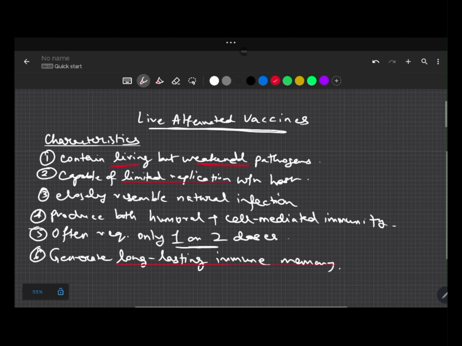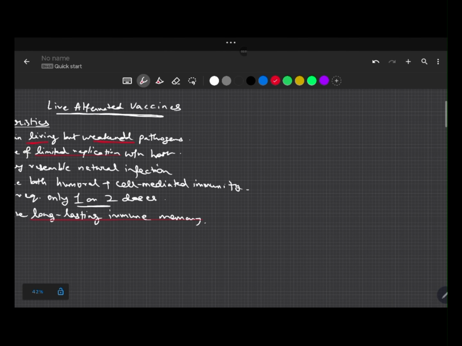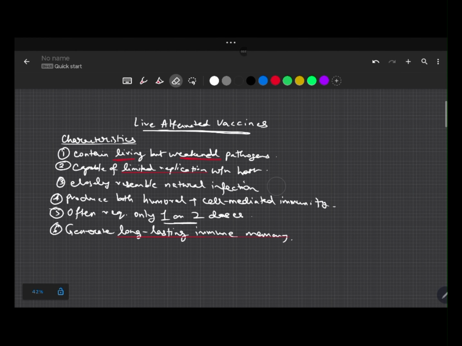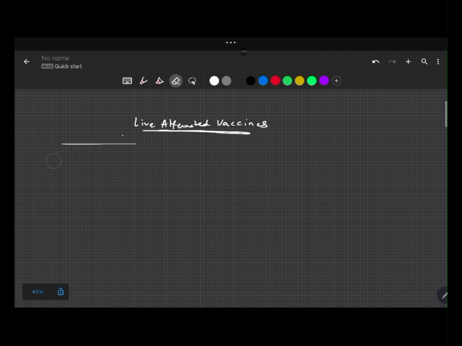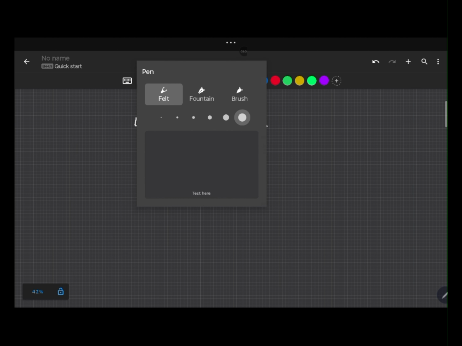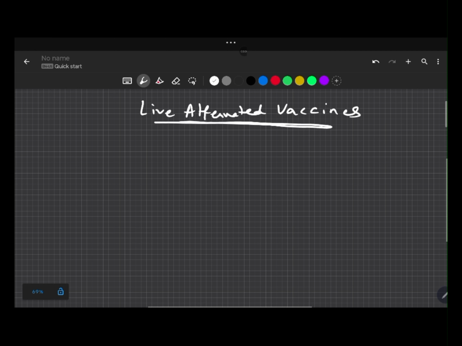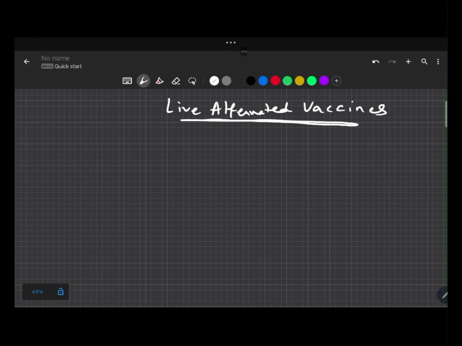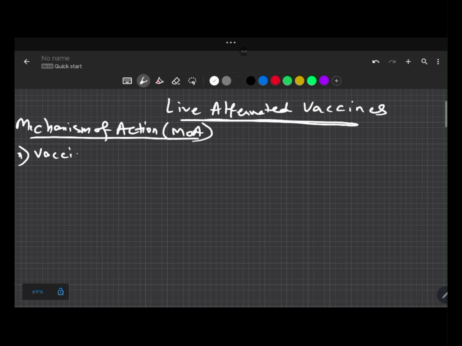Okay, next we will discuss something on live attenuated vaccines which is very important. Here comes the mechanism of action. I have discussed everything about live attenuated vaccines, and now comes the important part, which is mechanism of action. Some people prefer to call it MOA. So what is the first step? Vaccine administration.